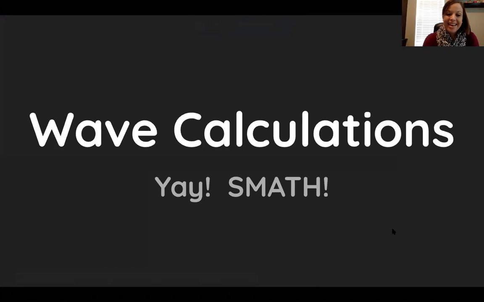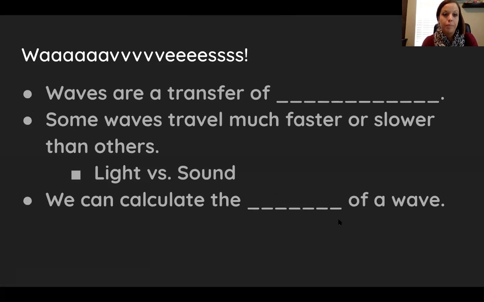Okay, so today and tomorrow are about wave calculations. When you hear that word calculate, yes, it does involve just a little bit of math, but I know that you guys are math geniuses. It's going to be okay. In science, we like to call it SMAth, science math, but it's not going to be that bad. And there's only 4 practice problems on the worksheet that we're going to do, okay?